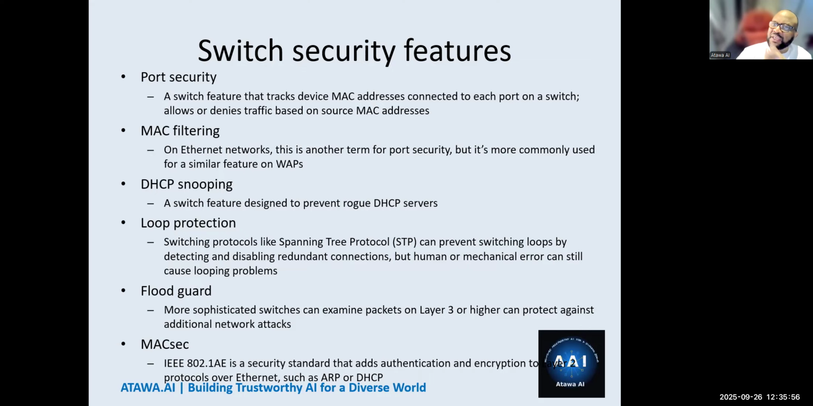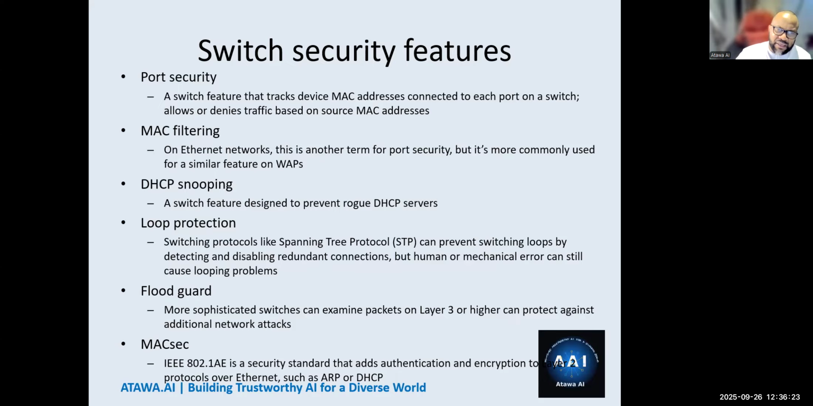DHCP snooping. DHCP is what gives you IP addresses on a network that has a server. You can prevent rogue DHCP servers by doing DHCP snooping. Loop protection, you hear about things like spanning tree protocol. Sometimes I want to say Spanish tree, right? From all my years in South Florida. It just prevents loops on your network.